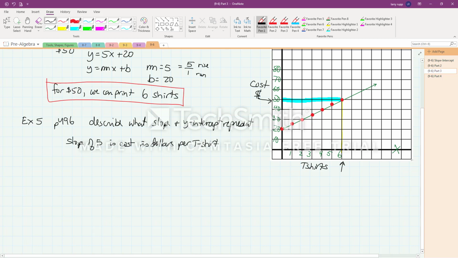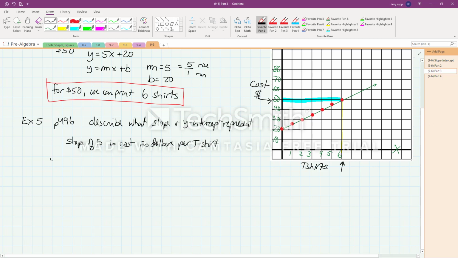So if you have 0 t-shirts, it's going to cost $20. That's the setup fee for the logo. Then for the first shirt, it's $25. For the second shirt, it's $30. For the third shirt, it's $35. So for each of these t-shirts, the price increases by $5. That's what the slope means. The slope is 5, which means that's the cost in dollars per t-shirt.